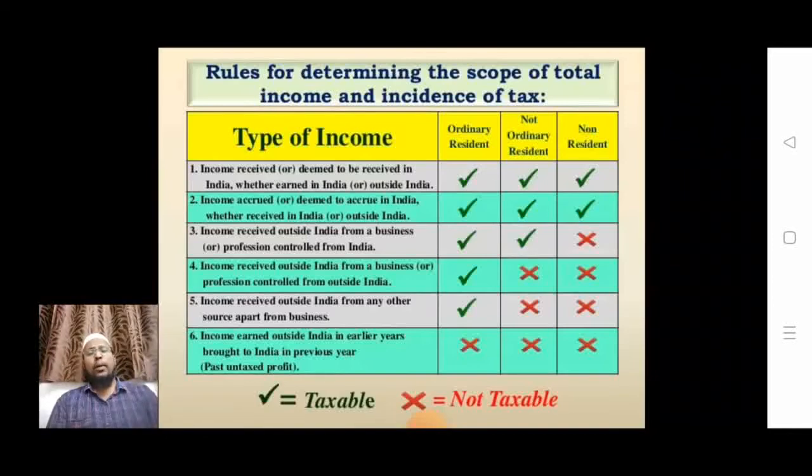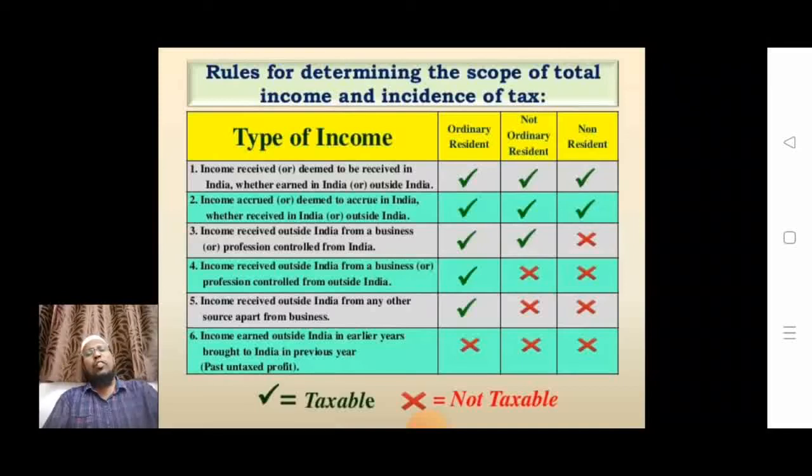Coming to the fifth point: a person who earned and received income in the form of four important heads of income: income from salary, income from house property, income from capital gain, and income from other sources. Only not from business and profession. And the amount is remitted to India. In that situation, the first one is taxable, while the second and third are not taxable.